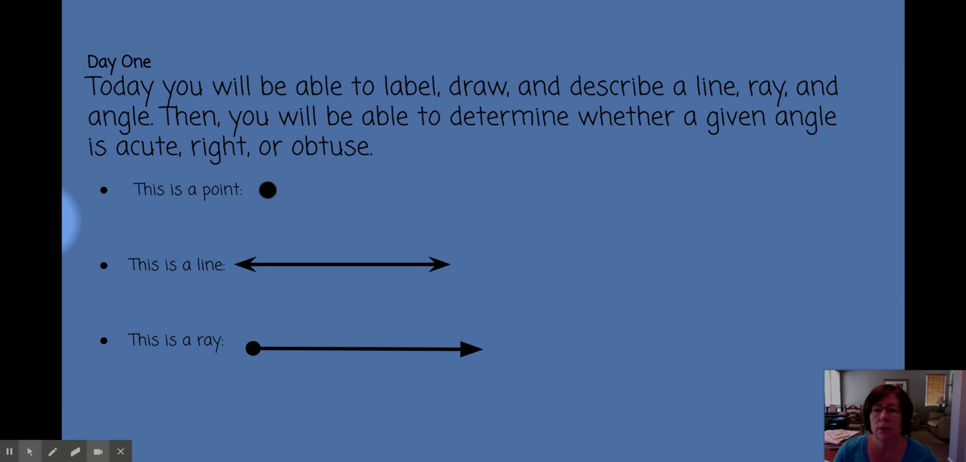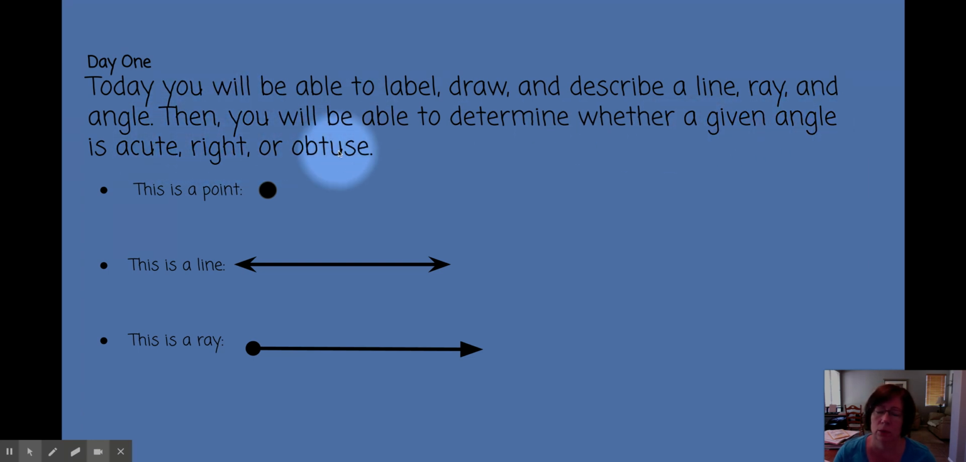All right, so up here is telling you exactly what I want you to be able to do when the lesson is done. I want you to be able to label, draw, and describe a line, a ray, and an angle. And then specifically, when you're given an angle, I need you to be able to label it acute, right, or obtuse.